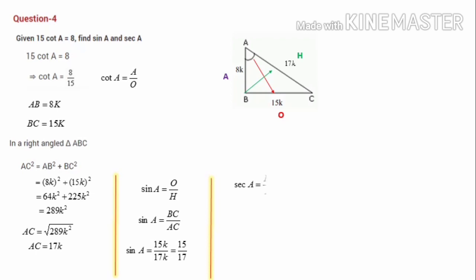Next we have to go for sec A. Let's recall the formula: sec A is equal to H divided by A. Just substitute it. H is AC, written here, and A is AB. So AC by AB, AC we know is 17k, and AB in the diagram is 8k. So 17k by 8k, k cancelled. Finally 17 by 8 is the value of sec A.